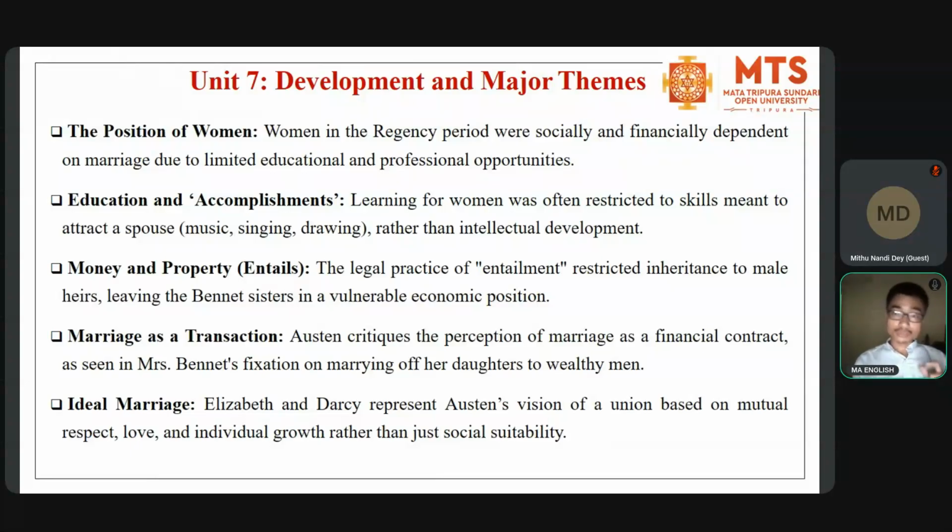Jane Austen also shows marriage, the social institution of marriage, as a transaction, not only as a social practice but as a transaction, right? So it also talks about how ideal marriage should be and how ideal marriage should come about.